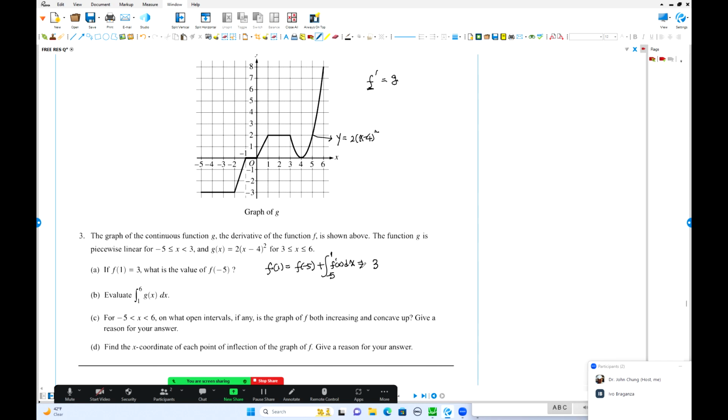So 3 equals f of negative 5 plus the integral from negative 5 to 1 of f prime x, which is g of x dx. So we're going to find the value of this one. How can you find it? The integral from negative 5 to 1, you're going to find the area, right? What is the area here? Here is 3, and down is 3. 3 times 3 is 9. This area is 9. Are you okay with this?